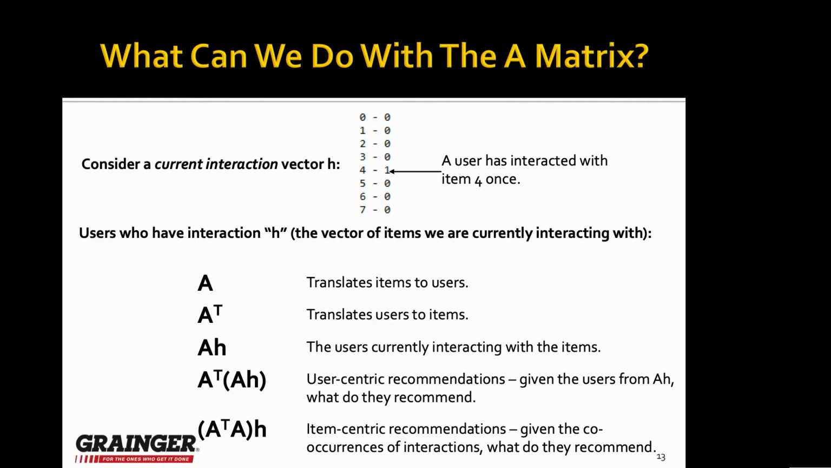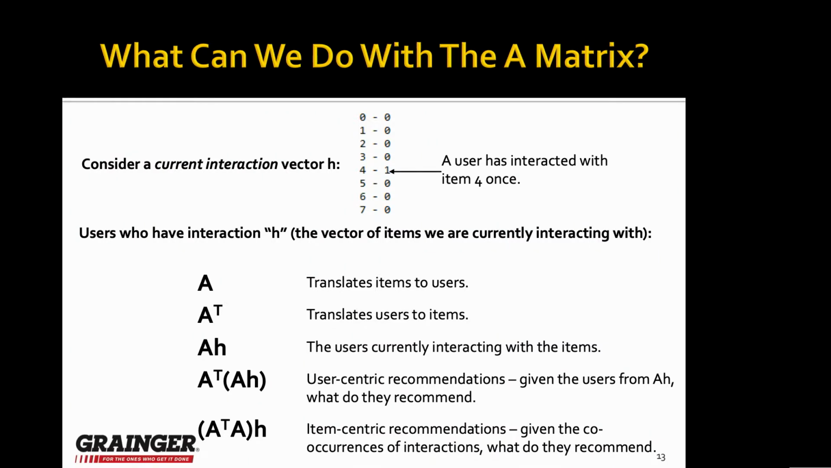Our A matrix will translate items to users. If you take the transpose, it will actually convert users into items. If you multiply the two together, it's going to tell us how many users interacted with the items, and we're going to see this in a moment. But the bottom two is where we want to get to. The first one is the user-centric recommendations, which basically tells us, given users, what do we recommend. And the last one is called an item-centric recommendation, which is basically, given items, what items do we recommend. So 2 different sets of mathematics. We'll see that they're very important because we do some interesting things with them.